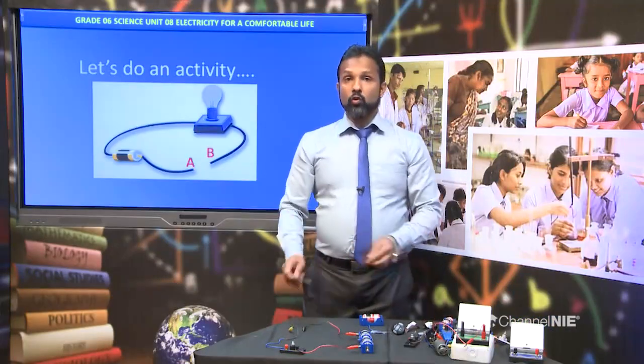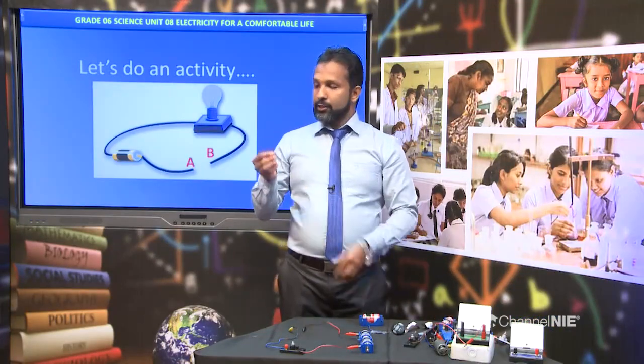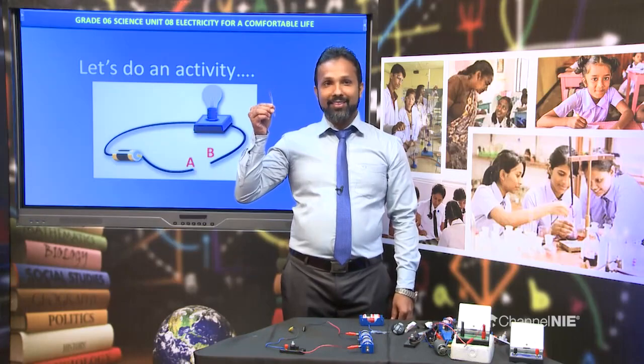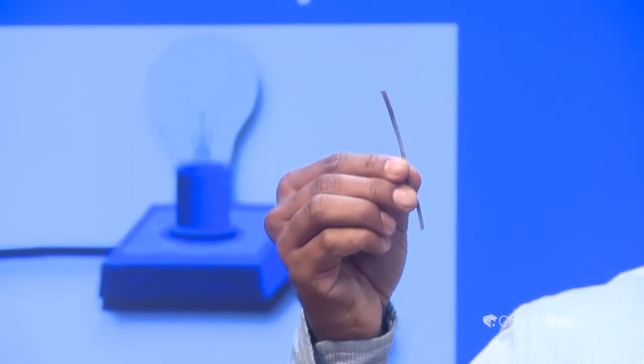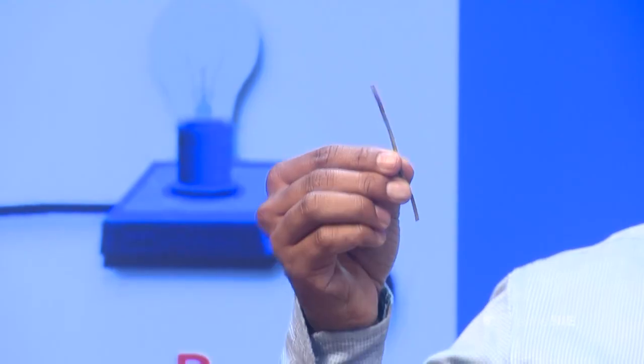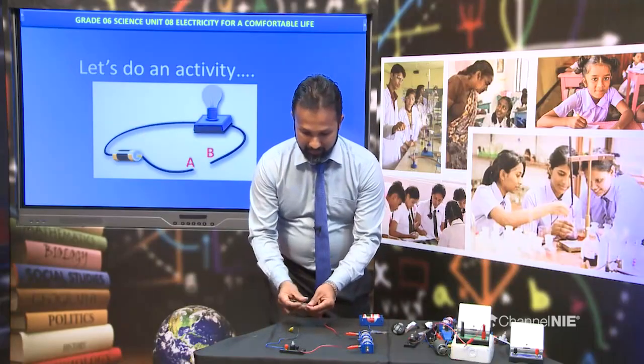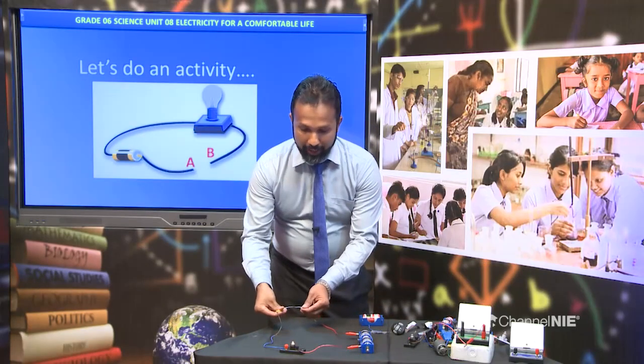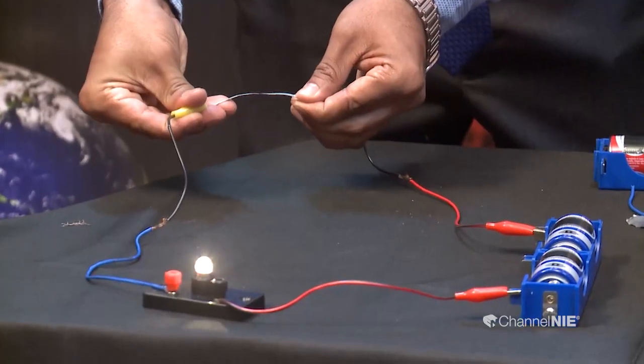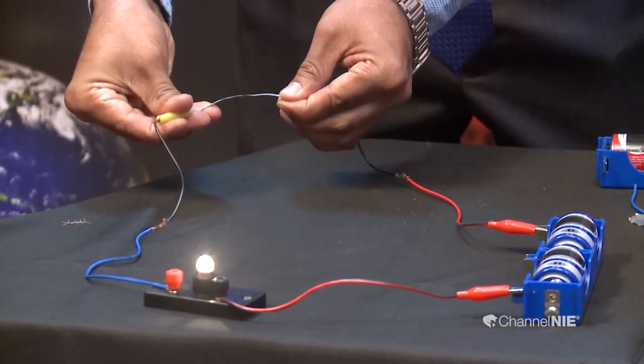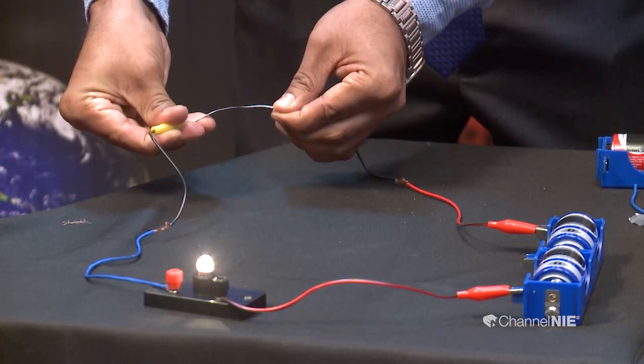Then I am going to keep a piece of magnesium. This is the magnesium metal in the laboratory, and check whether current passes through the magnesium. Now you can watch, bulb glows. That means current passes through the magnesium.